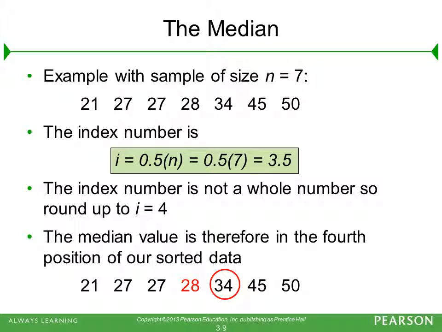So you would round it up to the whole number and you get the 4. So the fourth value after the data has been organized in an ascending order is the median. If you organize the data in an ascending order, you get 21, 27, 27, 28, 34, 45, and 50. Now these values have been organized in an ascending order. The fourth value is the median, which is 28.